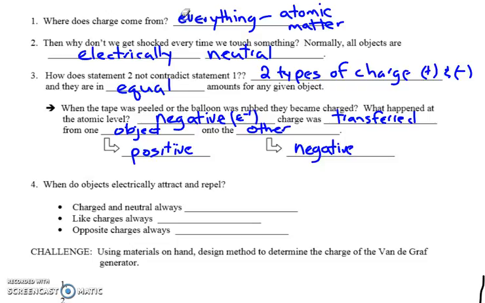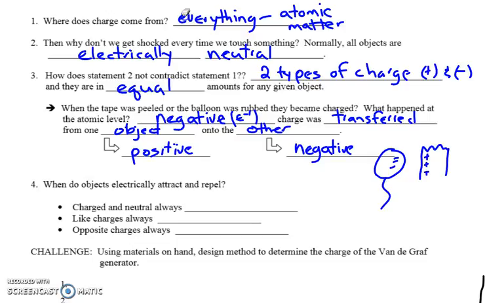Okay, so I mentioned a balloon. So if I have a balloon here that's initially neutral, and I rub it against somebody's hair, and we'll look into more details of this later on, and I rub them together, if the balloon becomes negative, it's because it's taken electrons from the hair, which leaves it positive.